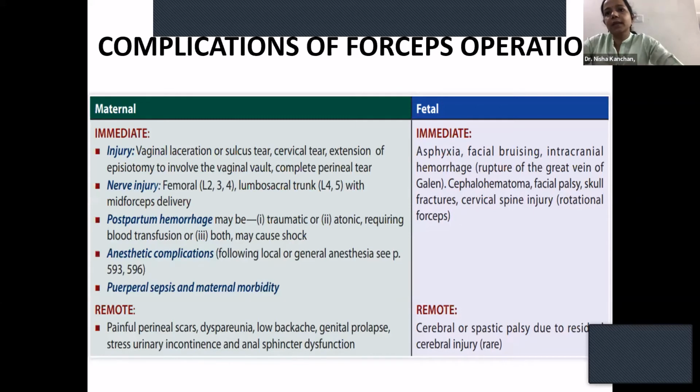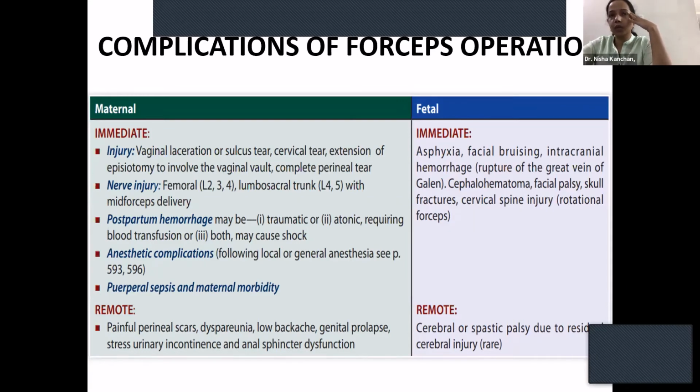So asphyxia: the baby is already under stress because it has been in labor for long. So there are some chances where babies later on develop cerebral palsy due to forceps application, because during the delivery, not enough oxygenation has gone to the brain. Facial bruising can happen when, by mistake, you do a pelvic application. You don't assess where the sagittal suture is, and you end up injuring the baby's face. Intracranial hemorrhage, rupture of great vein of Galen.